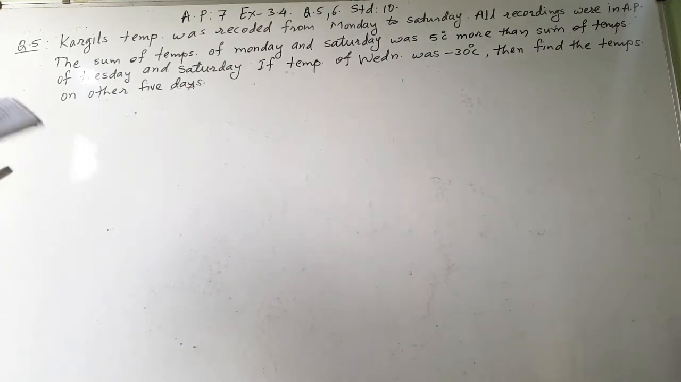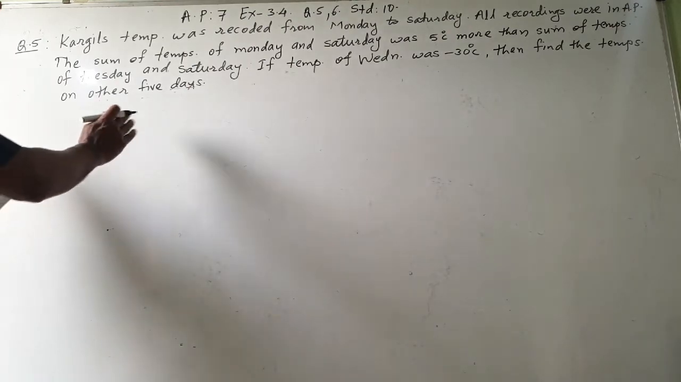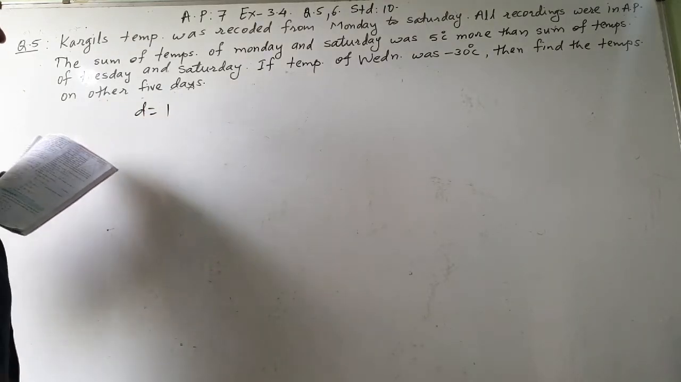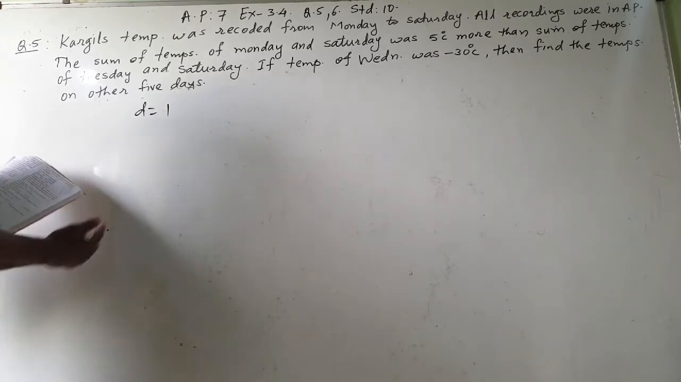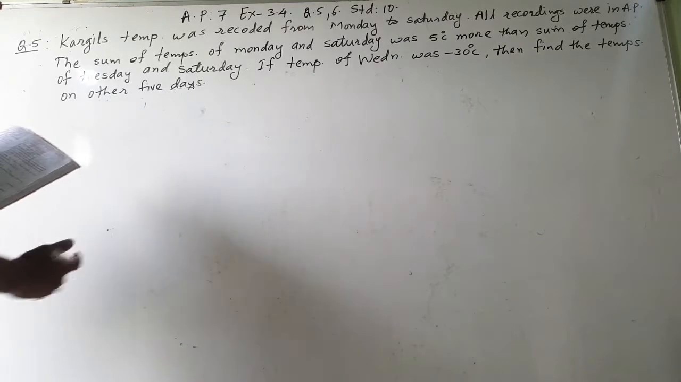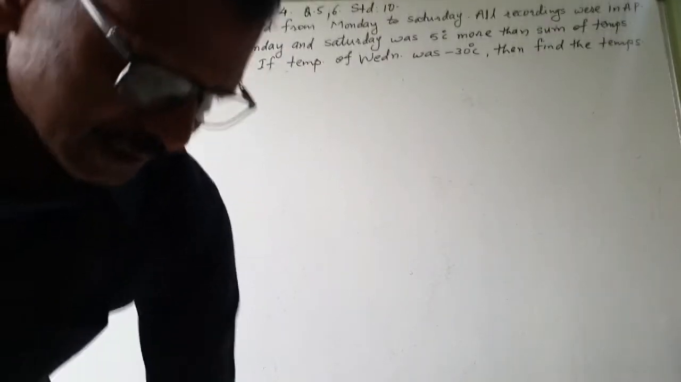So you will get it all now. D is equal to 1 in our case, it can come different also. A minus D, whatever the date. Let me complete it.